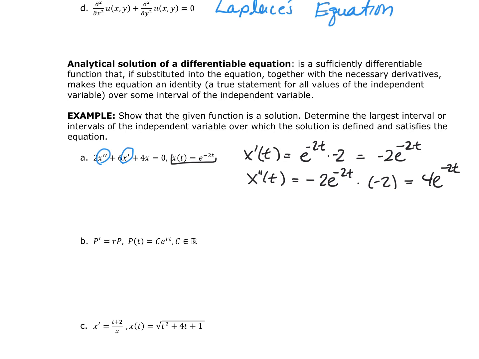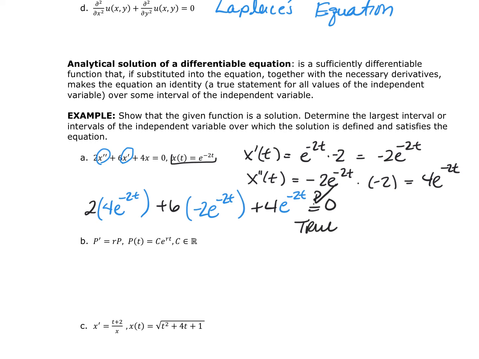Okay, so 2 x double prime gets replaced with 4e raised to the negative 2t, plus 6 times my x prime, which is negative 2e raised to the negative 2t, and then plus 4 times my original function, e raised to the negative 2t. And I ask myself, does this equal 0? So I have 2 times 4, which is 8, minus 12, because that's the 6 times the negative 2, so that's the 12, and then plus 4 more. Yes, this is indeed true. So this is true.